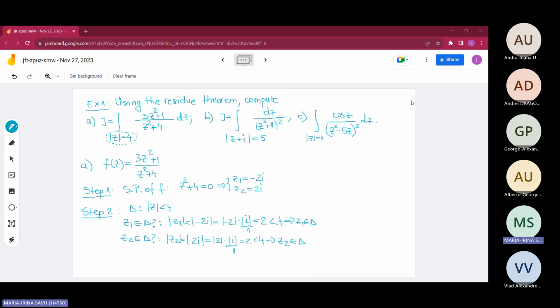I've told you that another method is based on drawing the circle and drawing the singular points. So this is method 1. And this is method 2.